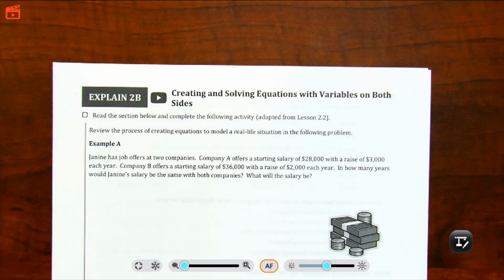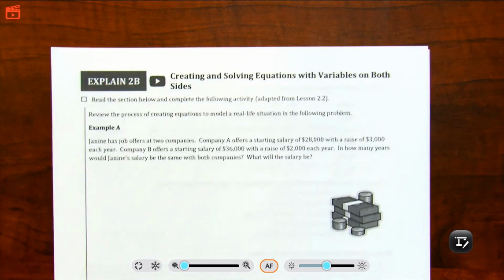Janine has job offers at 2 companies. Company A offers a starting salary of $28,000 with a raise of $3,000 each year. Company B offers a starting salary of $36,000 with a raise of $2,000 each year. In how many years will Janine's salary be the same with both companies? What will the salary be? So we're going to be doing this in 2 steps.